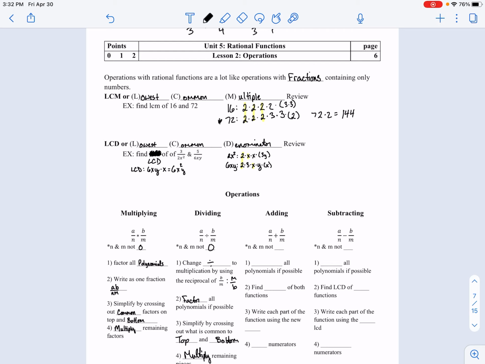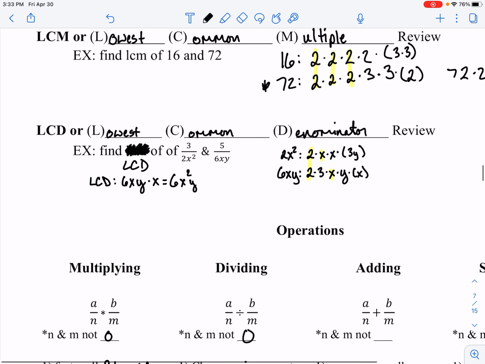The third type of operation we're going to look at is going to be adding rational functions. Now, I want to quickly talk about your lowest common denominator or your least common denominator. In this example, we said our least or lowest common denominator was 6x squared y.